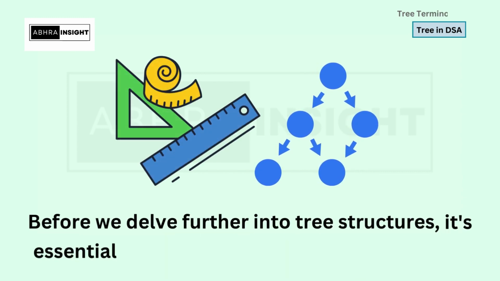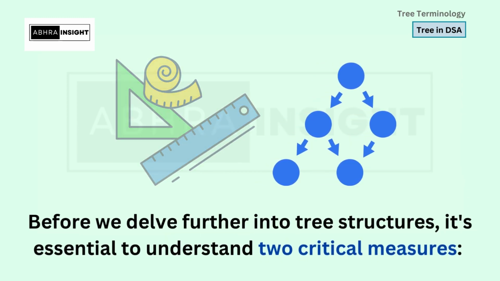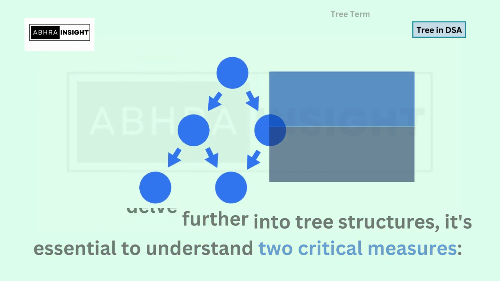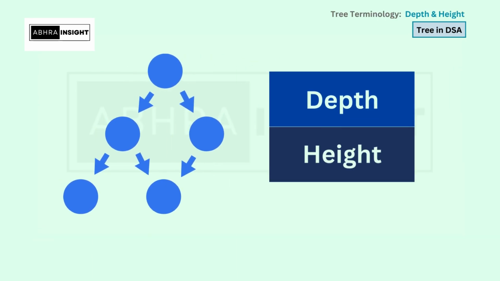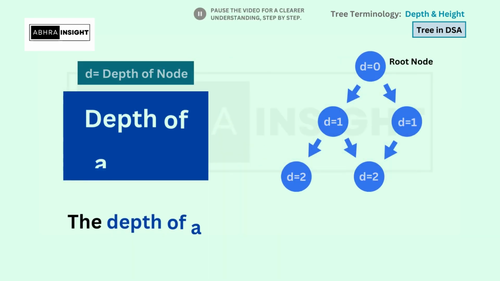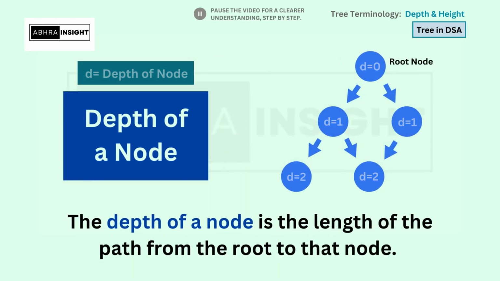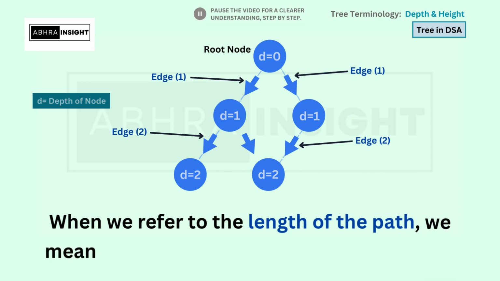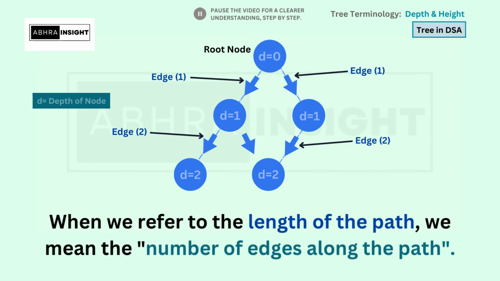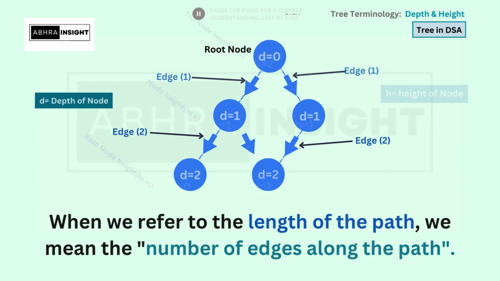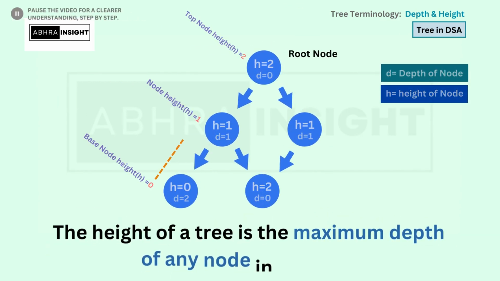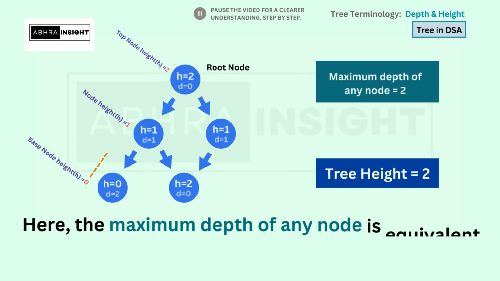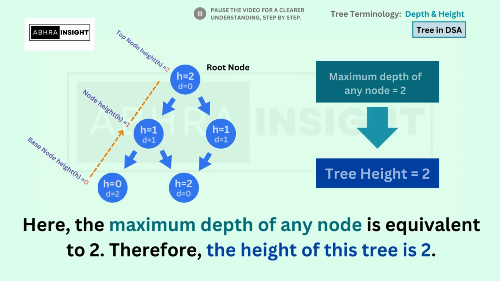Now, before we delve further into tree structures, it's essential to understand two critical measures: depth and height. The depth of a node is the length of the path from the root to that node. Here, when we refer to the length of the path, we mean the number of edges along the path. And the height of a tree is the maximum depth of any node in the tree. Here, the maximum depth of any node is equivalent to 2. Therefore, the height of this tree is 2.